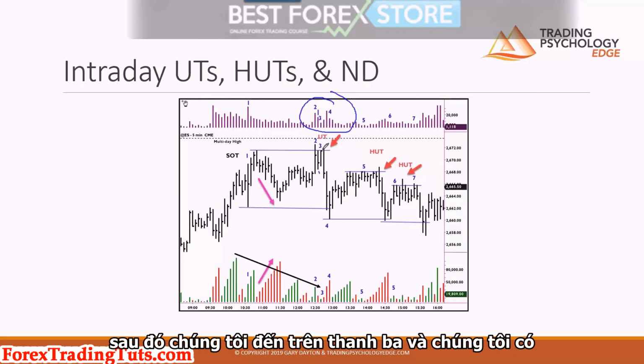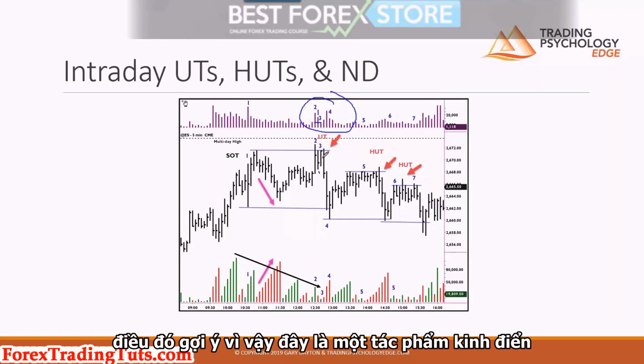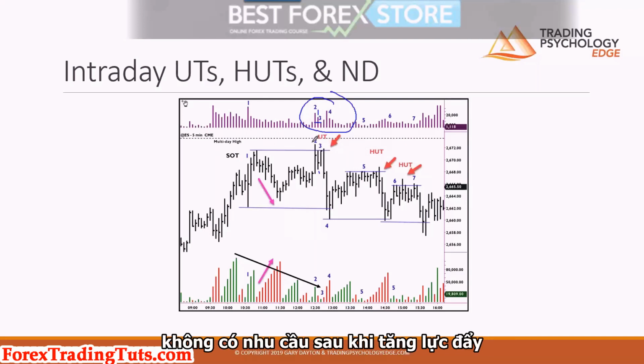Then we come up on bar 3 and we have volume less than the prior 2 bars. It's an inside bar, and in fact all 3 of these bars are inside, so this is coiling up. This is a classic no demand after an upthrust. So there's the spot to take the trade right there. And the market then falls.